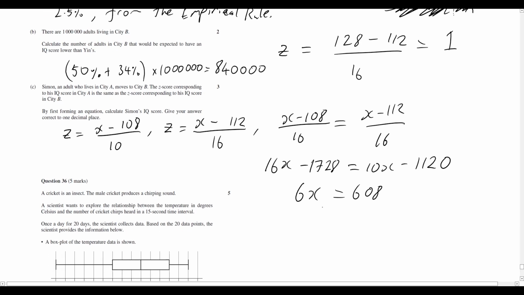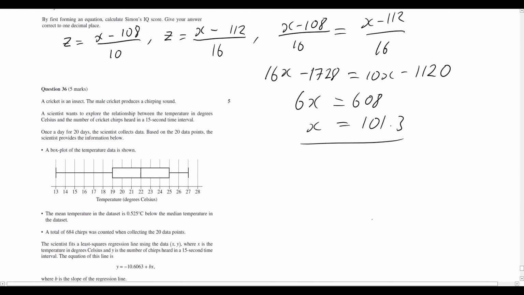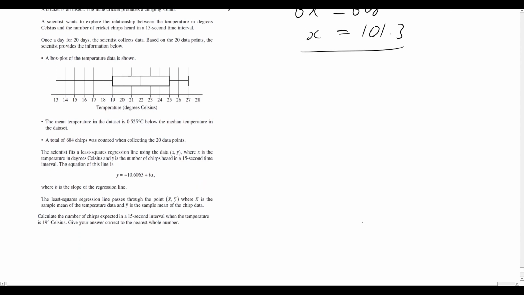And then last step here, dividing both sides by 6, we find that x, his IQ, is equal to 101.3. And that is correct to 1 decimal place. Okay, question 36, our second last question here.